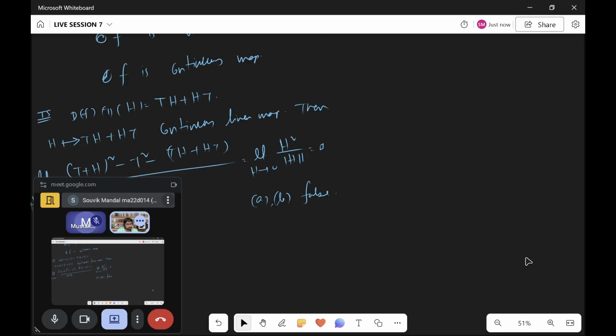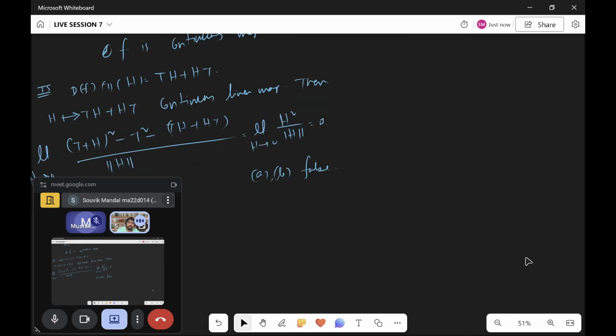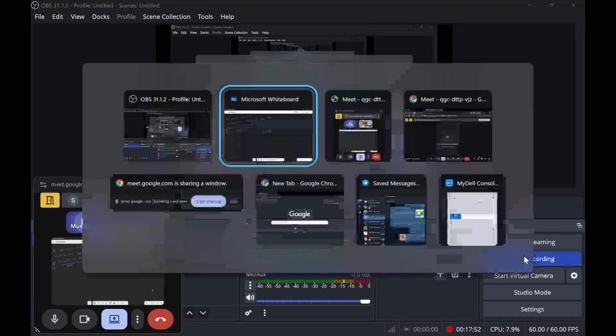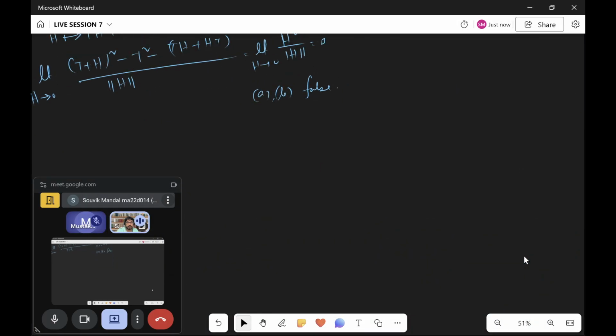Is that okay? Basically, we check whether this limiting value goes to zero or not. This is the main crucial step. So yeah, that's one thing.